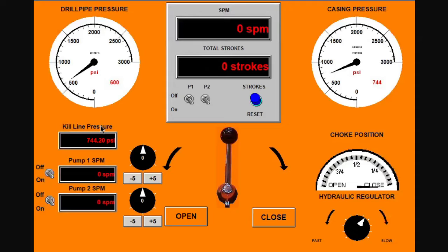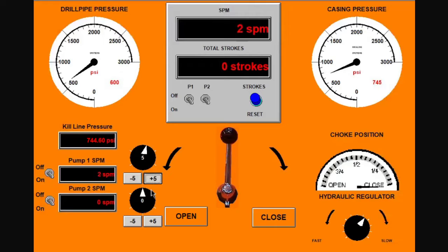So the procedure for a subsea stack is to bring the pump up and maintain kill line pressure constant. As we do so, you will see casing pressure start to decrease by the value of choke line friction. The supervisor will ask the driller to bring the pump up to the kill rate of 30 strokes per minute in this case, and then the supervisor opens up the choke and maintains kill line pressure constant.